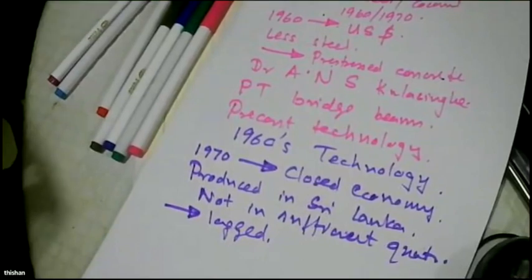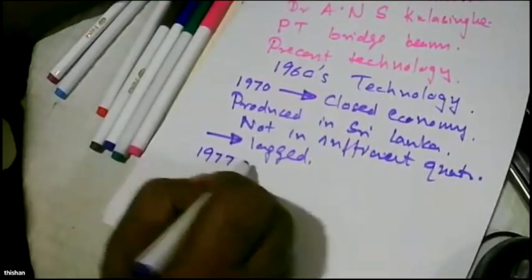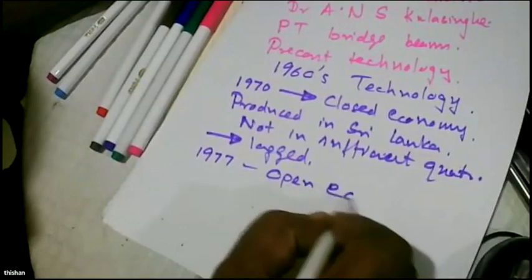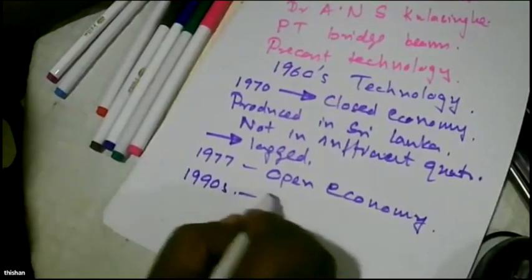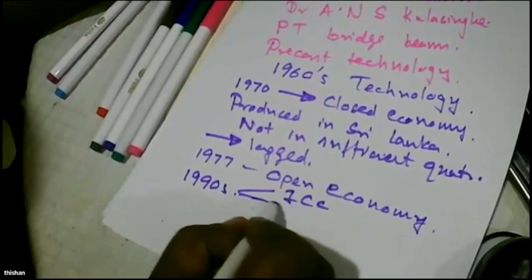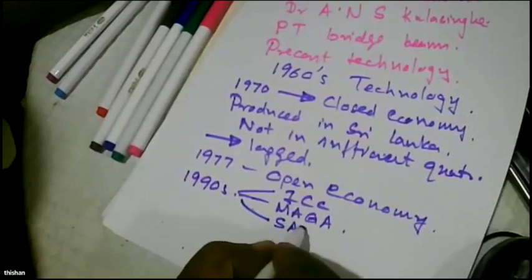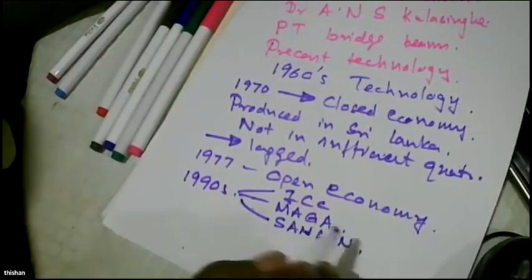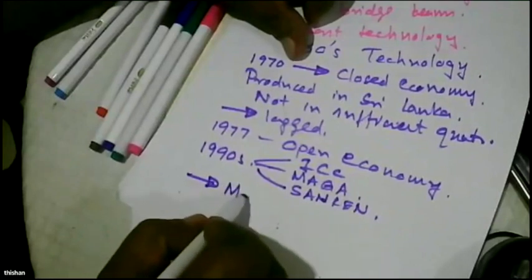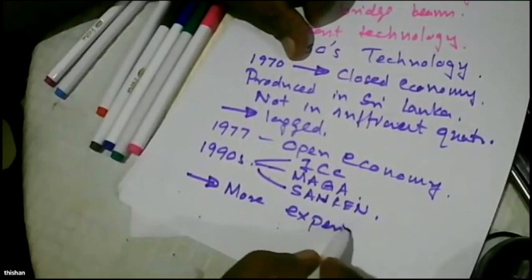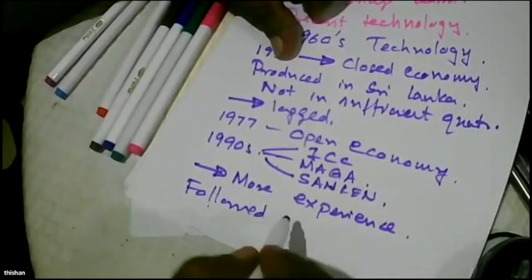So then came 1977 onwards, the open economy. By the 1990s, we started getting big companies like ICC, Maga. They were small companies in those days. Sanken. And our engineers also got more experience. And we also followed the world trends.